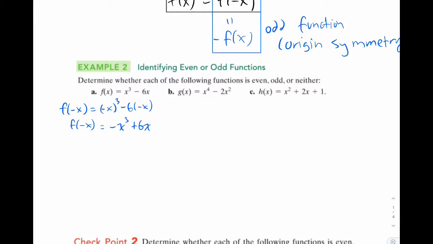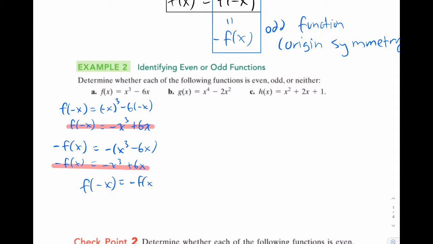From there, we check if it's odd. To check if it's odd, you find negative f of x. Negative f of x. So negate the original. Negative x cubed plus 6x. And what you do is you compare f of negative x to negative f of x, the thing you found earlier. Notice how these are equal. f of negative x equals negative f of x. Therefore, f of x is odd, and there's origin symmetry.